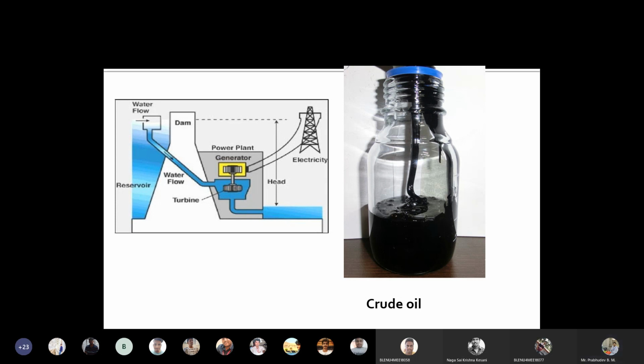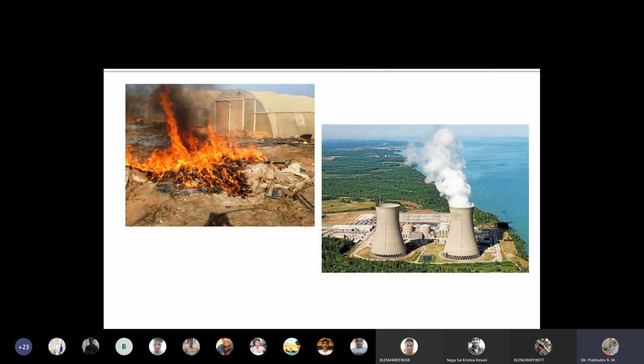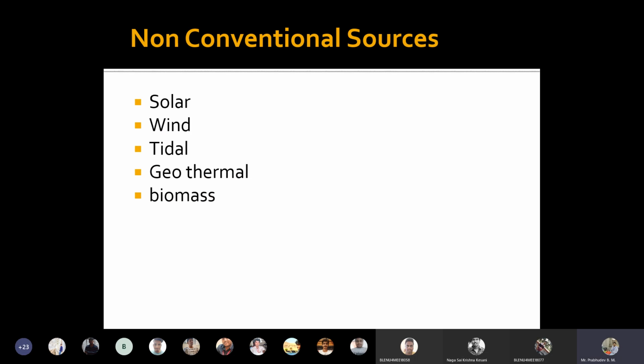So the next, we have other forms of energy, that is nuclear and also biomass. On the left side, what we have is agricultural waste or biomass energy, and on the right side, sorry, nuclear energy. The next slide is non-conventional sources.